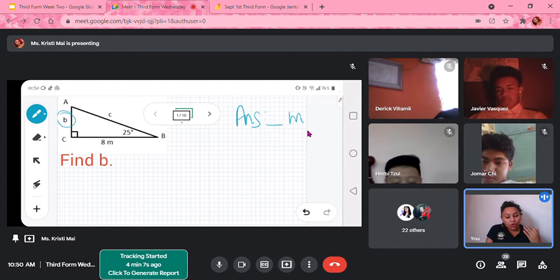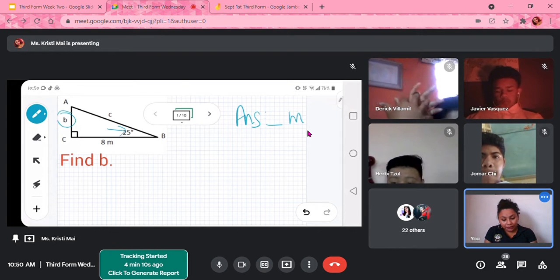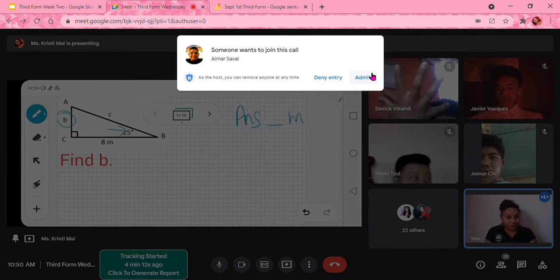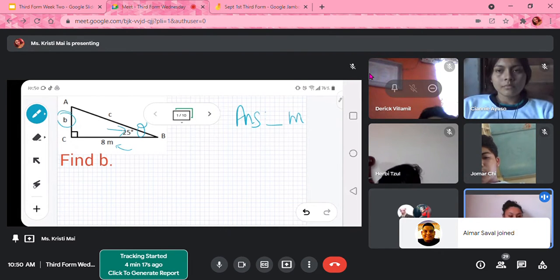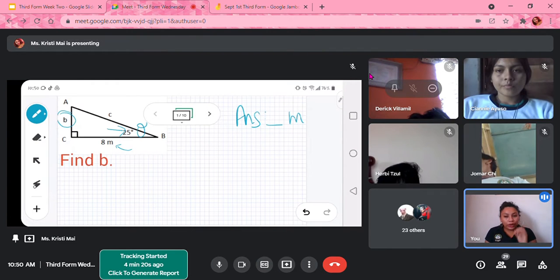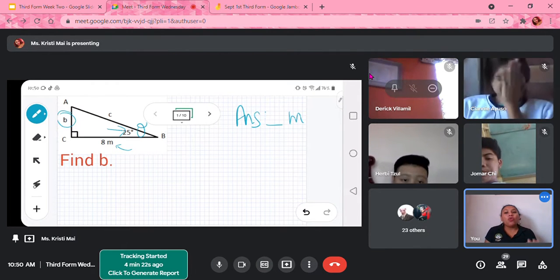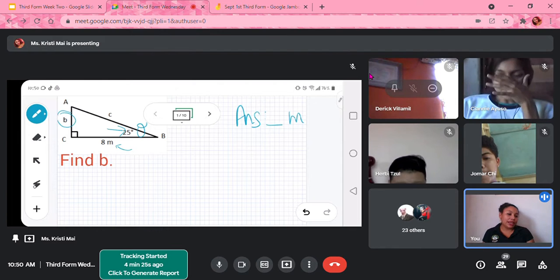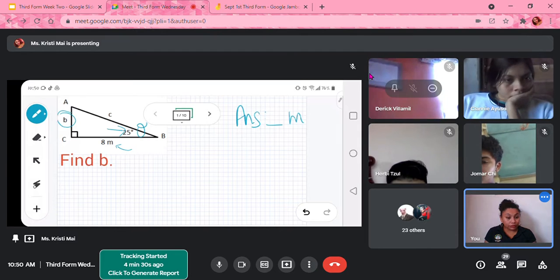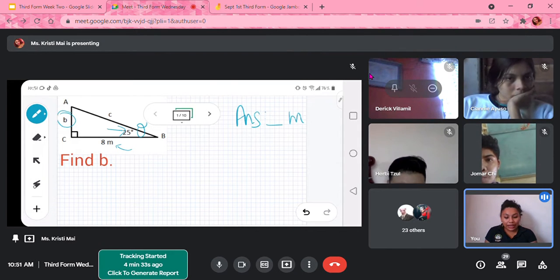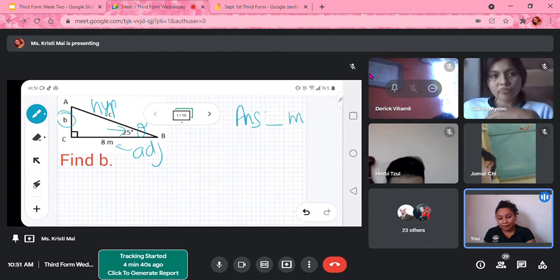Now, what the question gives me is this angle, and this angle is theta. So that's my theta, and it gives me this side. All right? Now, if 25 degrees is theta, what is the 8 meters? What side do we call that? The adjacent. Very good. This is my adjacent. This is my hypotenuse. And then B is automatically my opposite.